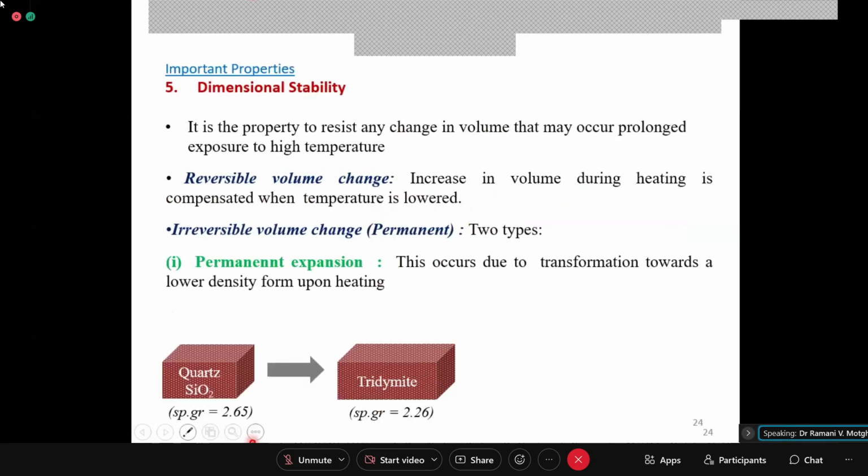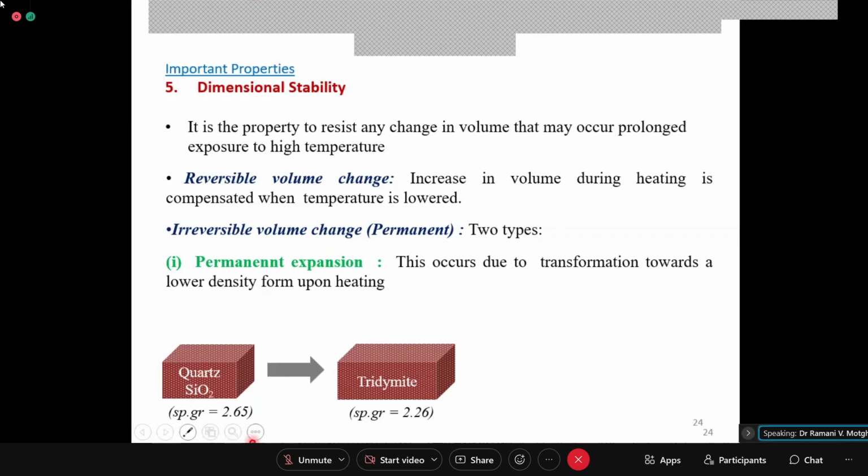Then we saw what is dimensional stability. The material refractories should be dimensionally stable. It should not expand nor contract when the furnace is turned on and turned off. But there are certain compounds, certain materials which show increase or decrease in their volume. For example, you have quartz, that is SiO2, and the arrangement of this SiO2 changes and the specific gravity decreases.